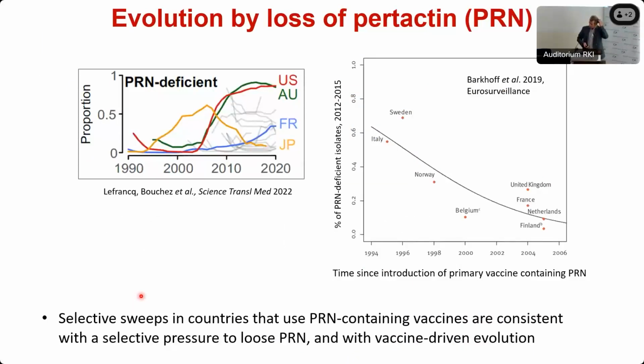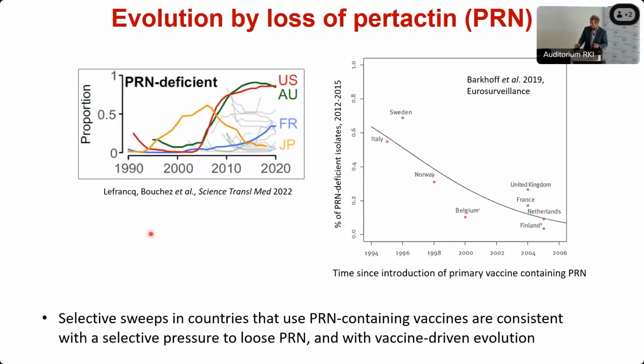Now, what happened with this pertactin antigen in Bordetella populations? This is a study we performed recently, and there was prior evidence from different countries that pertactin-deficient Bordetella pertussis strains are emerging. This is the case in the US and Australia, for example, since the mid-2000s. And in Europe, if you consider the date of introduction of acellular vaccines and the proportion of Bordetella strains that don't express pertactin, you see there is an interesting correlation.